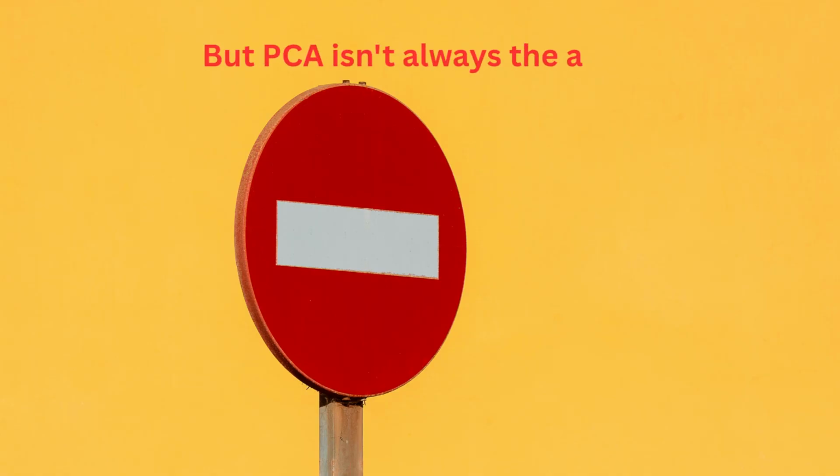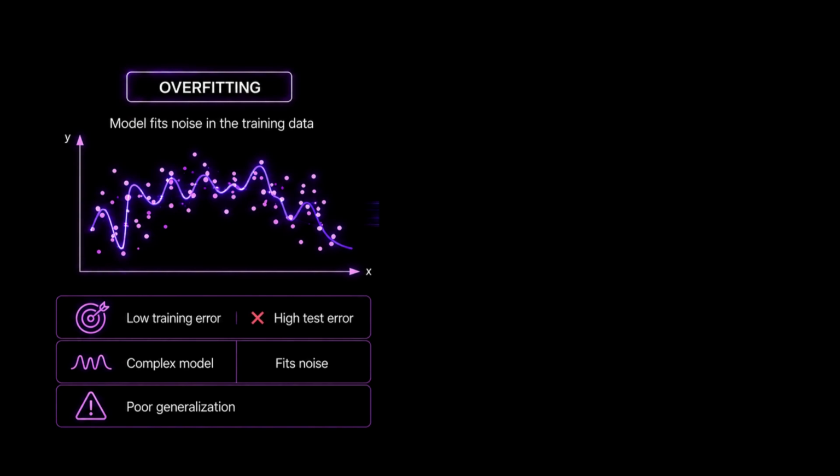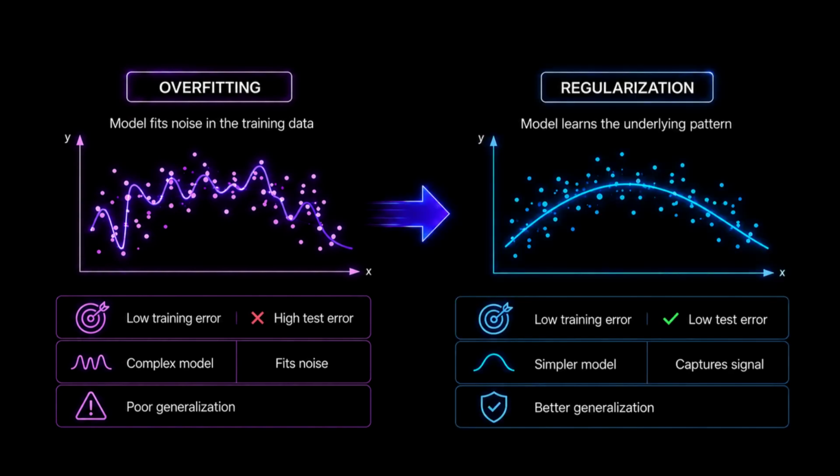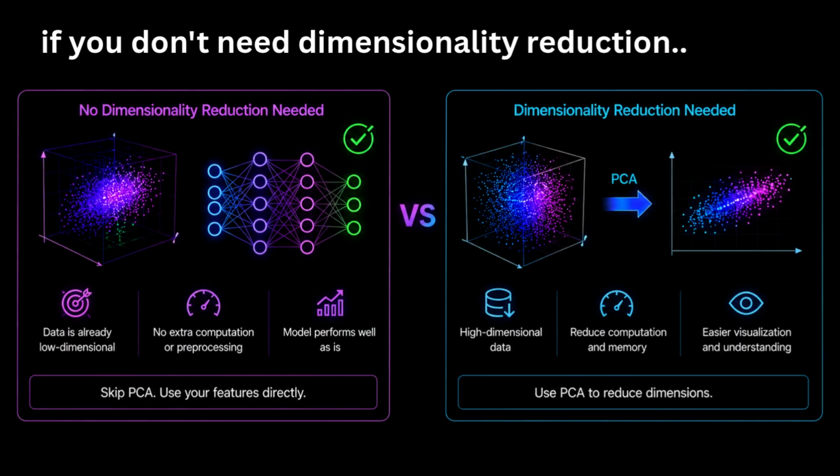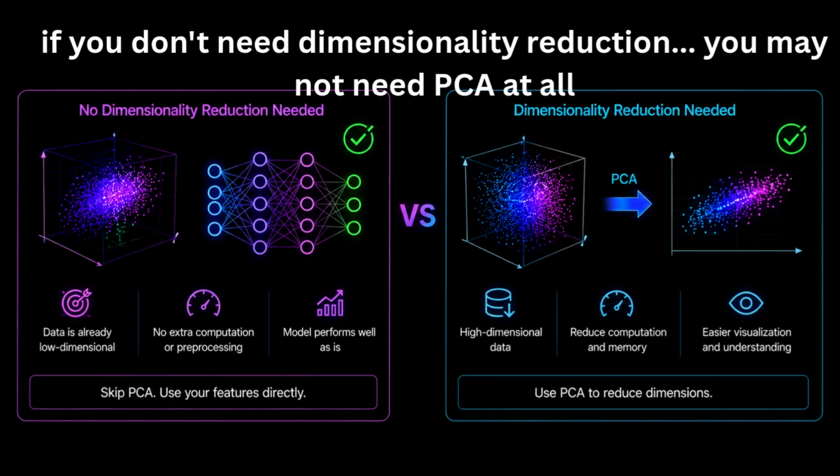But PCA isn't always the answer. If your goal is reducing overfitting, regularization may be a better choice. And if you don't need dimensionality reduction, you may not need PCA at all.